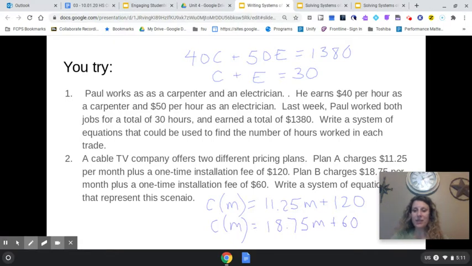This concludes the notes on writing equations given word problems.